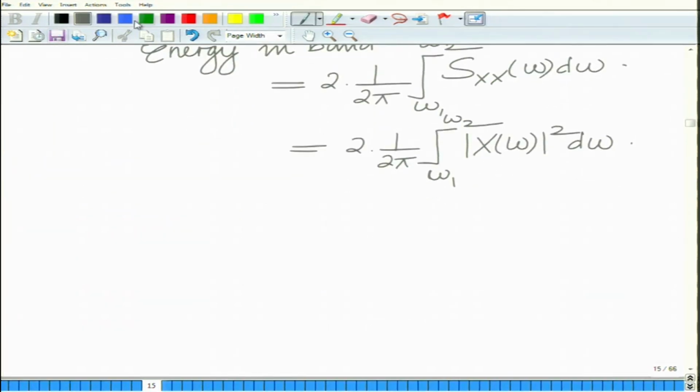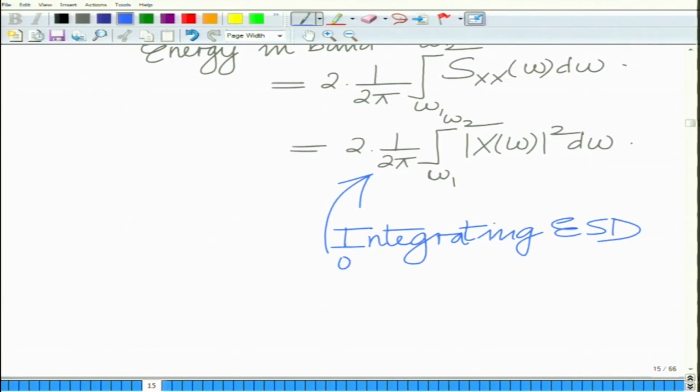So, basically what we are doing is integrating the energy spectral density over the region of interest, or over the spectral band of interest. Okay. So, that is the utility of the energy spectral density.